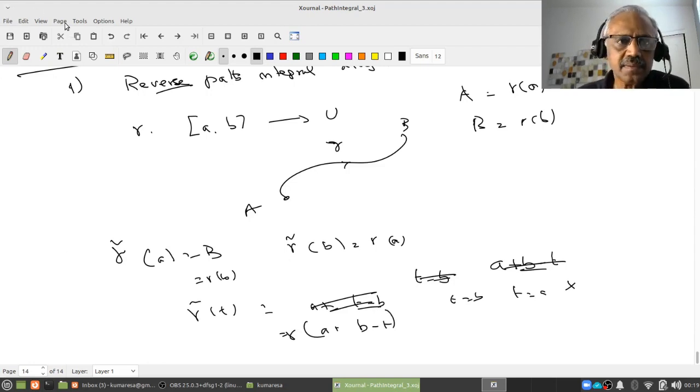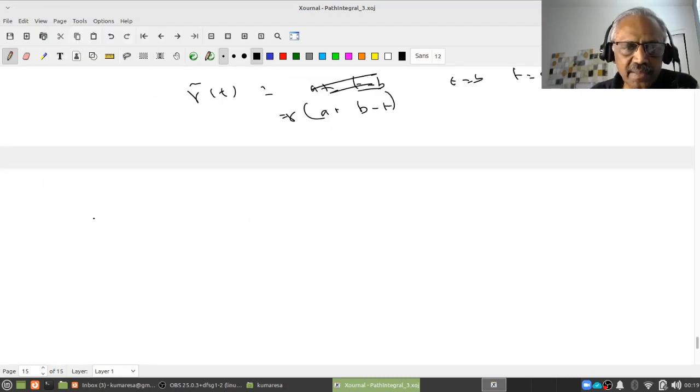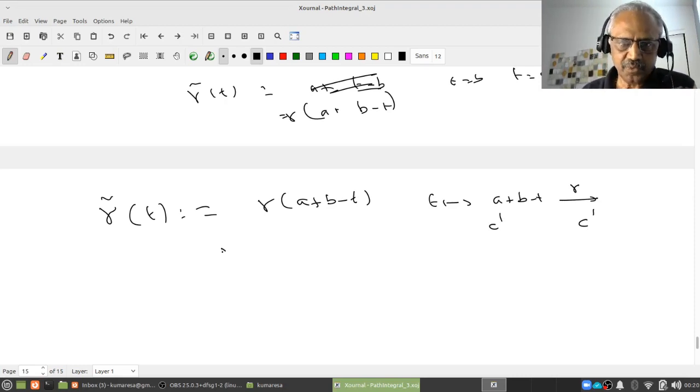I just want you to think. Okay, so we define gamma tilde at t equal to gamma of a plus b minus t. The teacher writes this, you have to memorize and verify. When t equal to a, this is gamma b, and t equal to b, it is gamma a. So it seems to be all right. And the map is t going to a plus b minus t followed by gamma. This is C1, piecewise C1. Therefore the composite is a path.